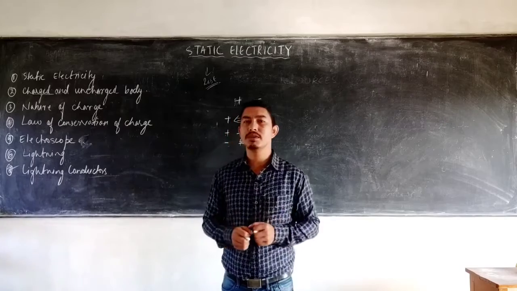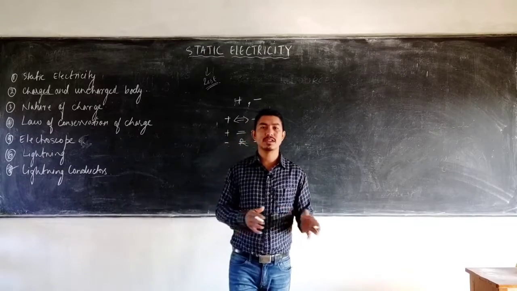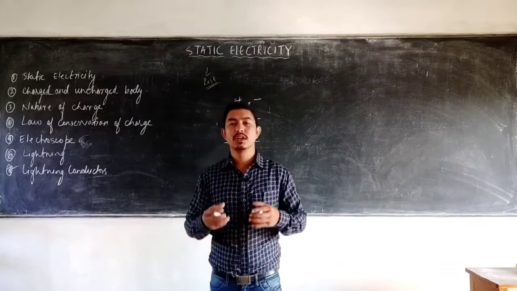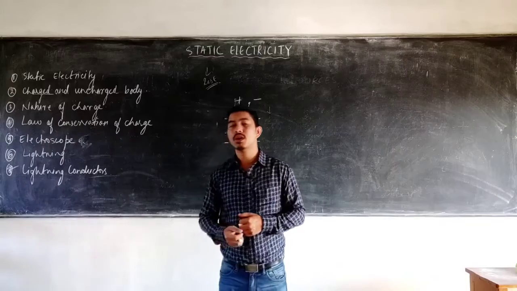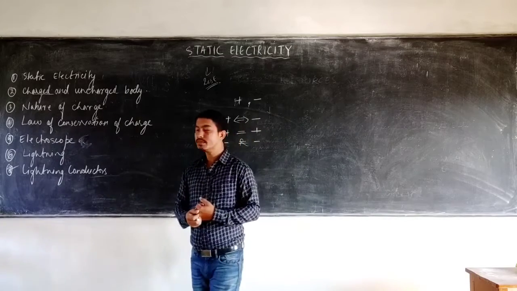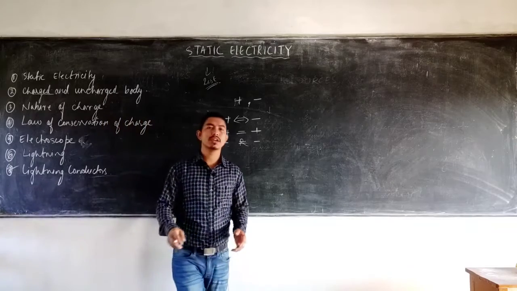Okay, so the law of conservation of charges tells us that charge can neither be created nor destroyed. Therefore, the total or net amount of charge of a given body will always be constant. Now coming to another topic, the electroscope. So what is the electroscope?